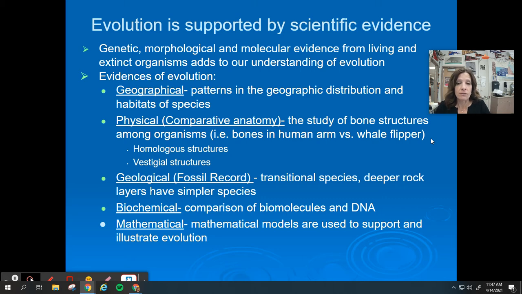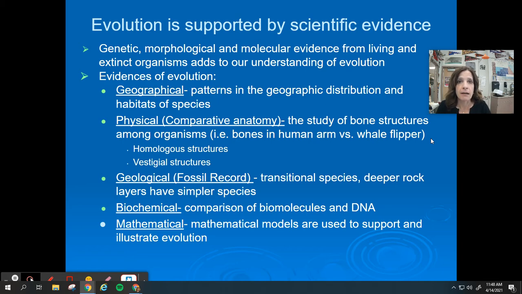There is also the fossil record. So there's transitional species where you see different fossils that show the change in, like, the ear shape from a wolf-like creature to a dolphin and a whale. Also in the fossil record, we know that deeper rock layers are older than younger or more superficial ones, and so those organisms that are in the deeper rock layers are older than the ones that are more superficial.